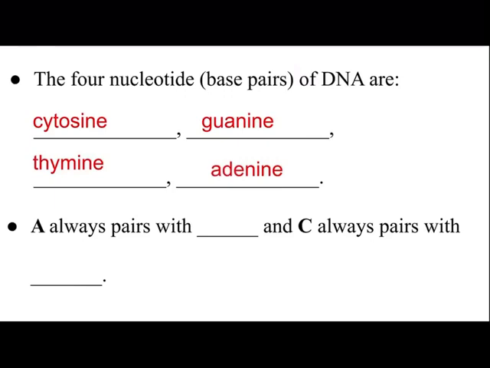You should also need to memorize that A pairs with T, C pairs with G. I always just remember AT, all right? If you remember A pairs with T, by process of elimination, you're going to remember that G must pair with C.